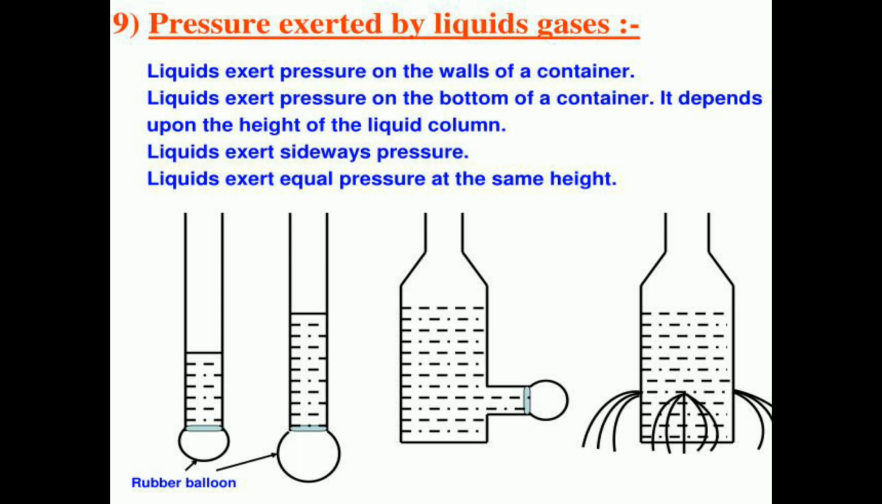Then here in another diagram, we make 3 equal sized holes at the same depth of the bottle, and we fill the bottle with water, and we see that the jets of water coming out from the bottle fall at the same distance from the bottle. It means a liquid exerts equal pressure at the same depth.